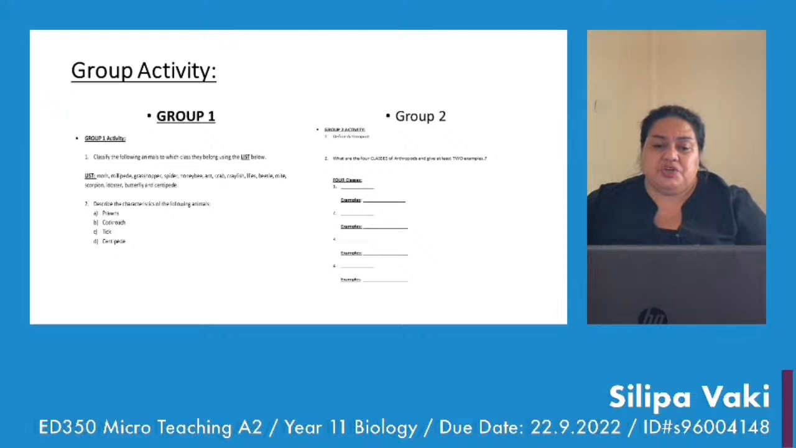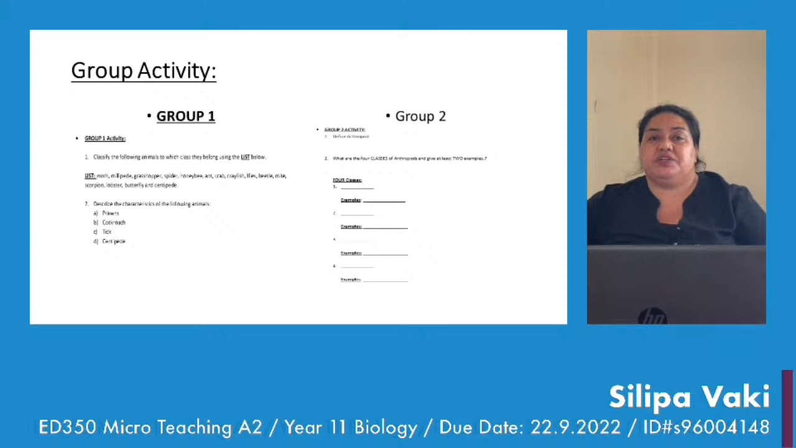The second question, you have to describe the characteristics of the following animals. Prawns, they have a hard exoskeleton. Cockroach, they have 3 body parts and 3 pairs of legs. Centipedes, they have a segmented body. They have a long, thin, segmented body with many legs.